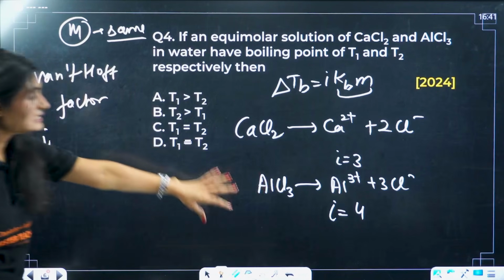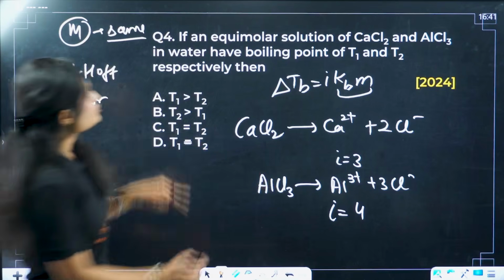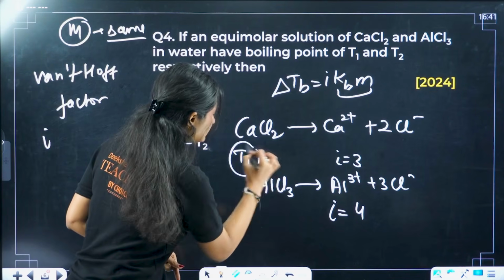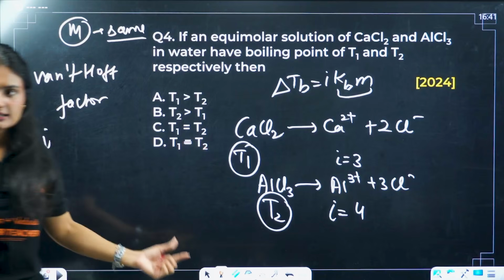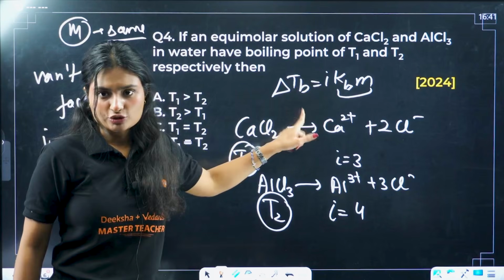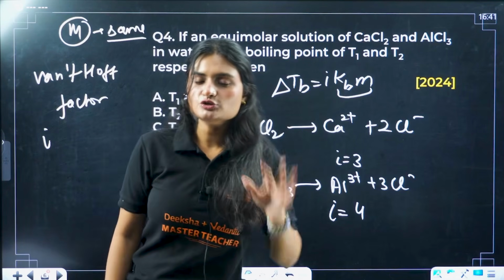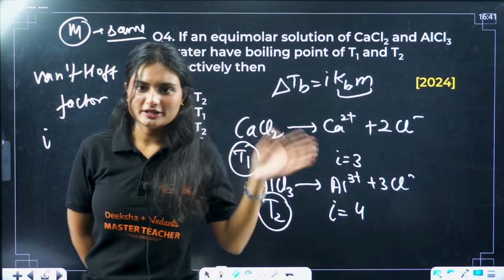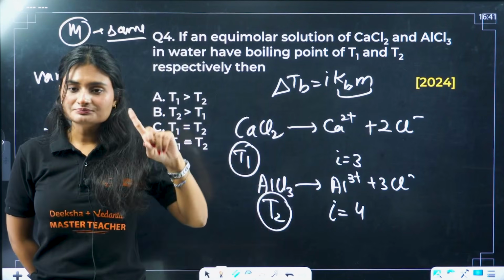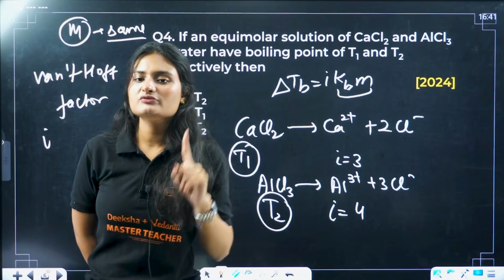Now you can see, if we are talking about temperature T1 is related to CaCl2, temperature T2 is related to AlCl3, the relation is direct. These are directly proportional. The more the Van 't Hoff factor value, the more will be the elevation in boiling point, or more will be the boiling point here.